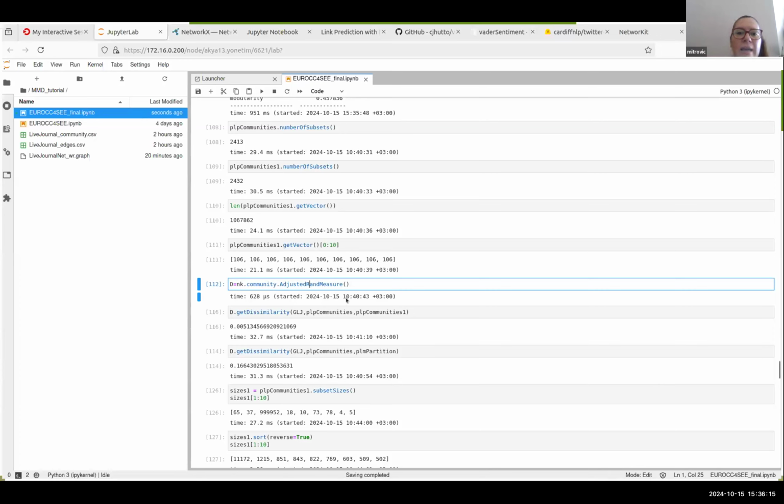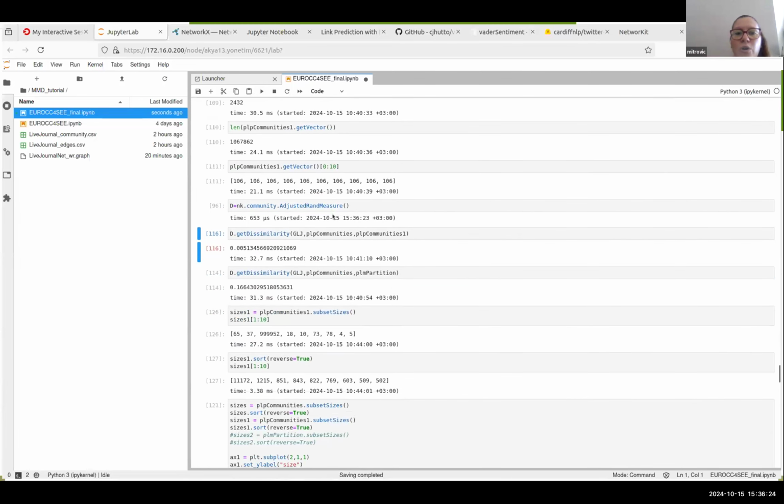a network. And it's called the dissimilarity measure. And you can actually use this measure to compare two partitions of your network. So here I'm comparing two community partitions found by the same algorithm, the label propagation algorithm. And as you can see, they're quite similar, or their dissimilarity is quite low.